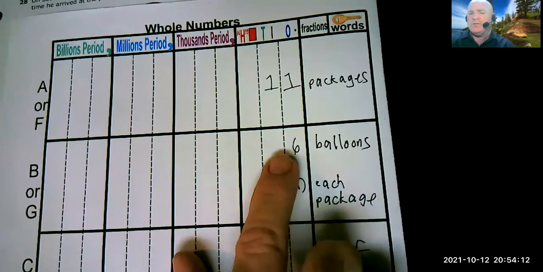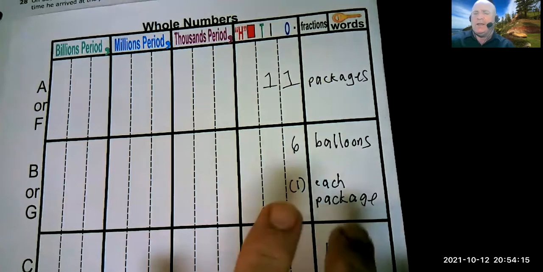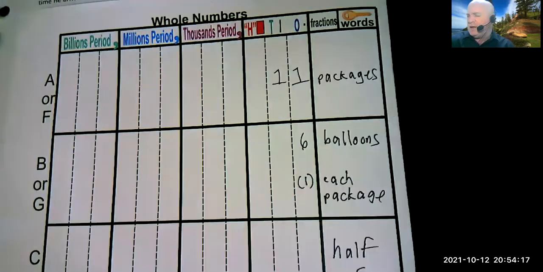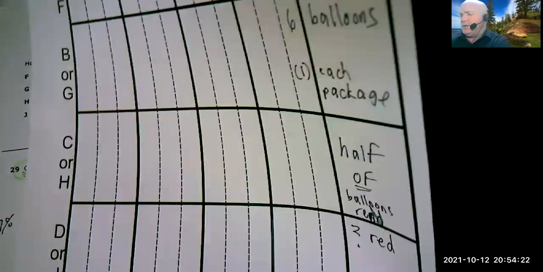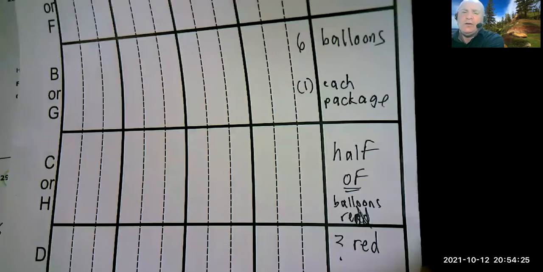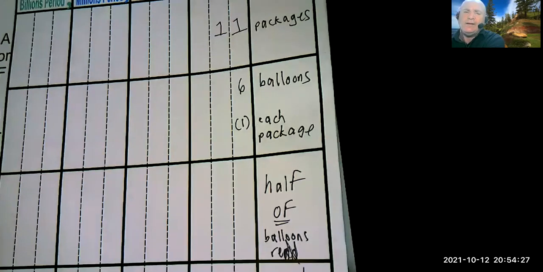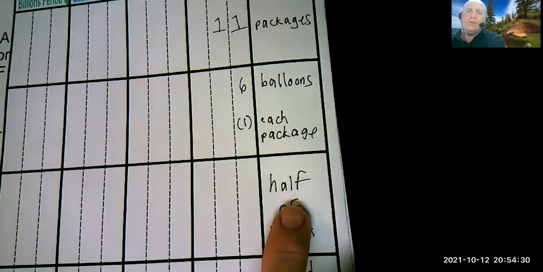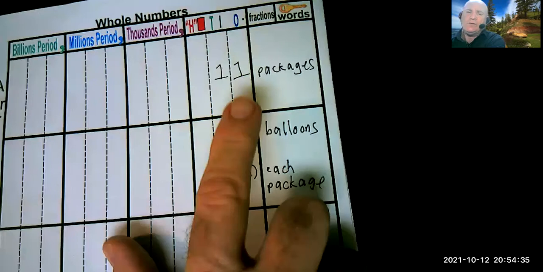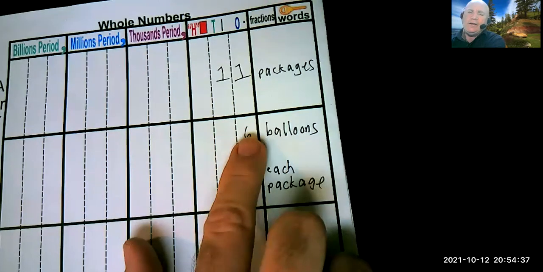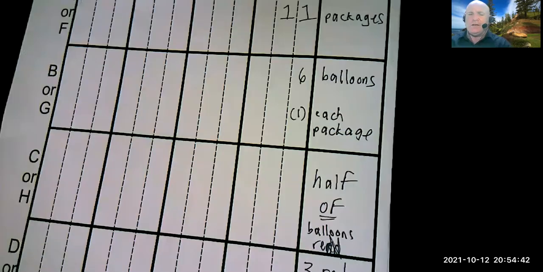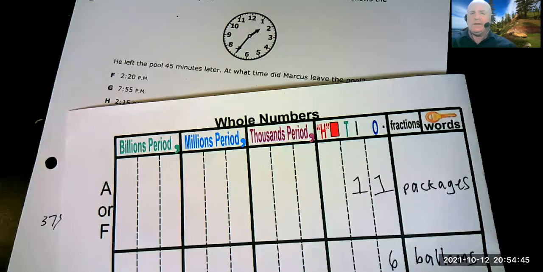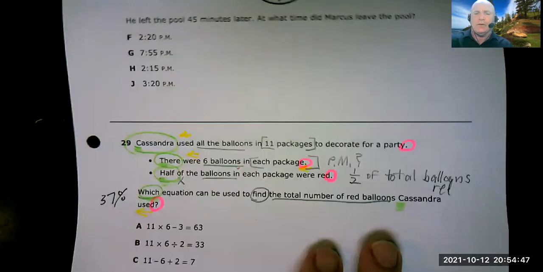But they're not asking for that. They're saying that half of the balloons are red. So how many would that be? 1/2. What that means is take your number and divide it by 2. So 11 times the 6 and then divide it by 2 to find your half. So let's take a look and see which one does exactly what it said.